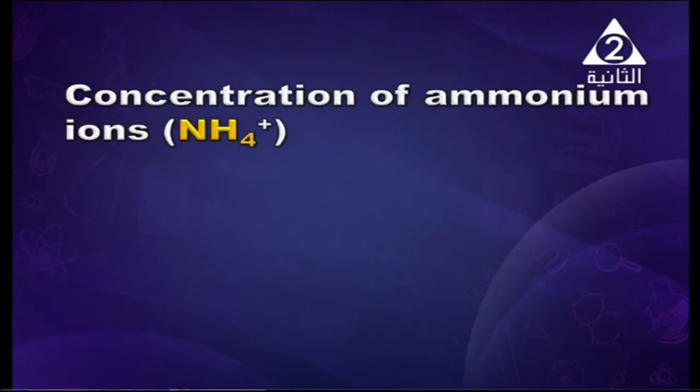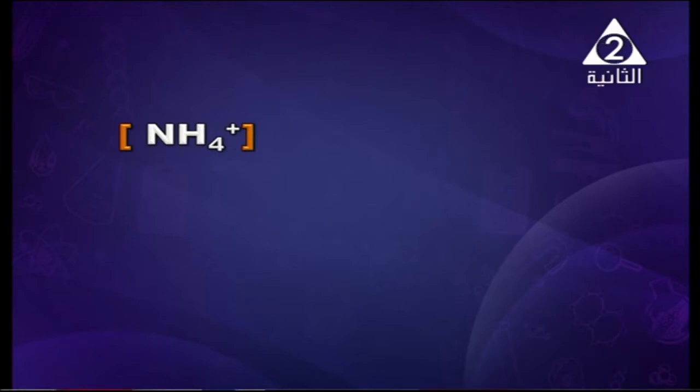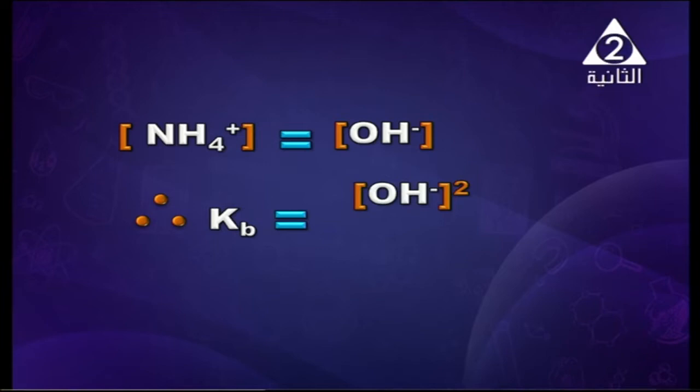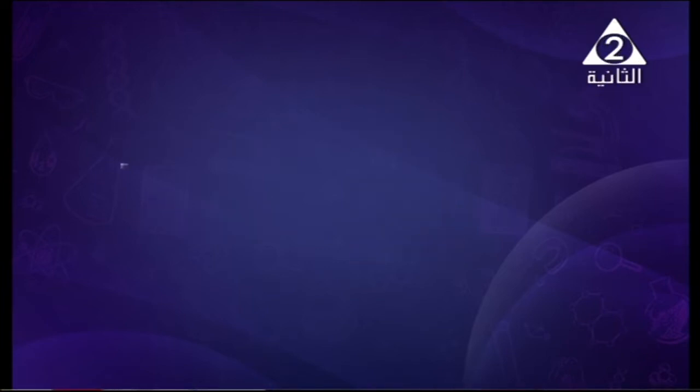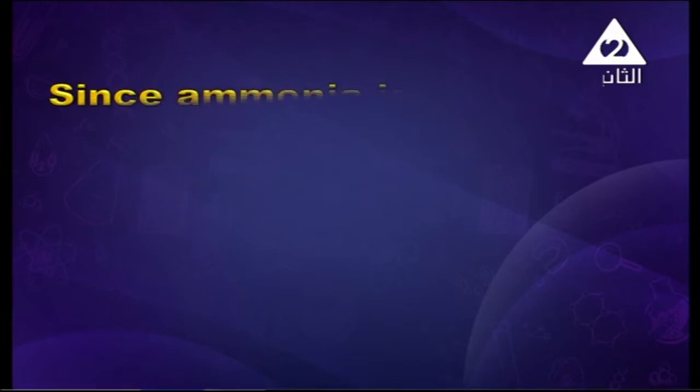So the concentration of ammonium ion equals the concentration of hydroxyl ion, as shown on the screen. So Kb for the reaction equals the concentration of hydroxide ion power 2 over the concentration of ammonia gas.